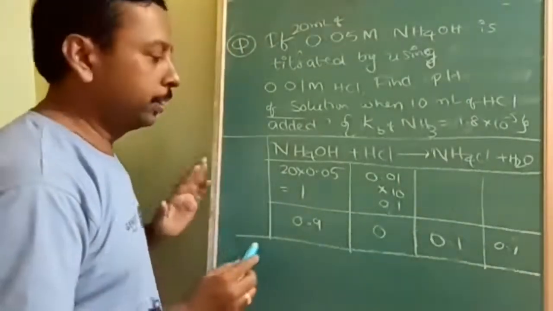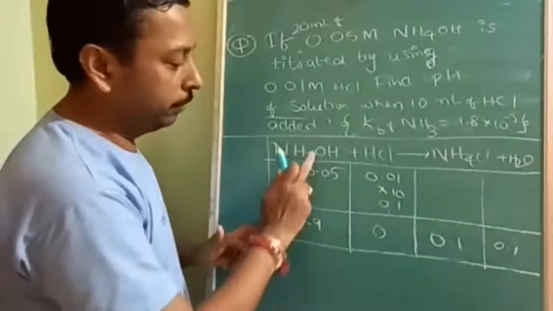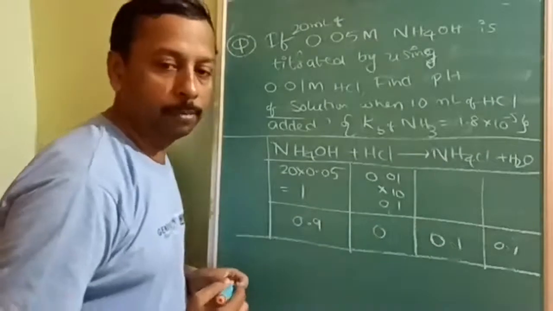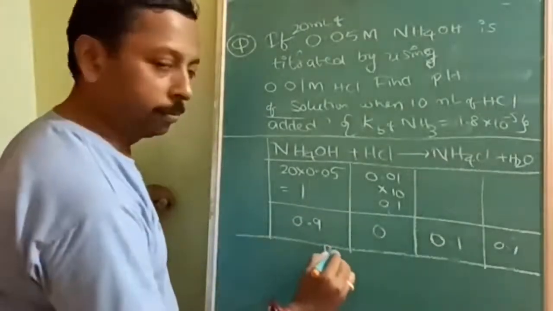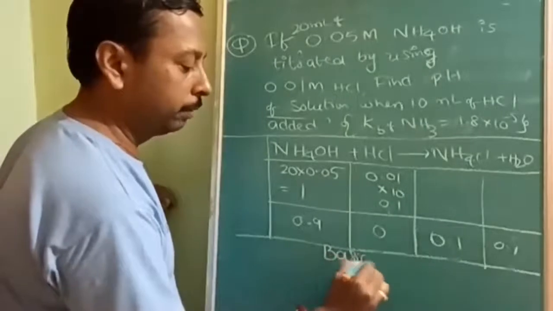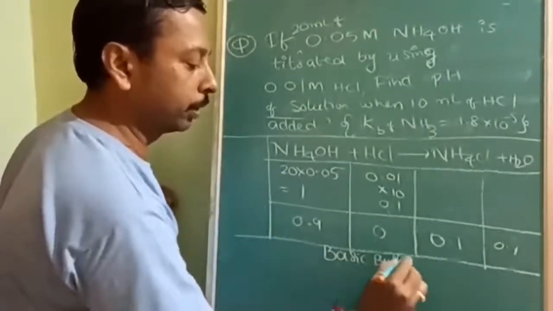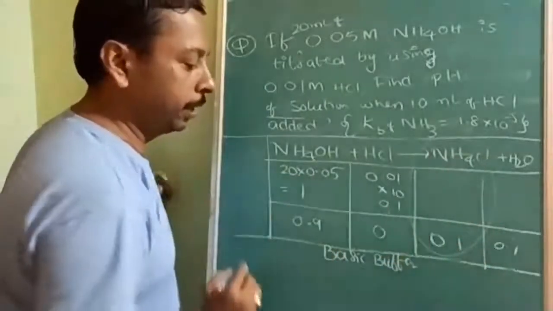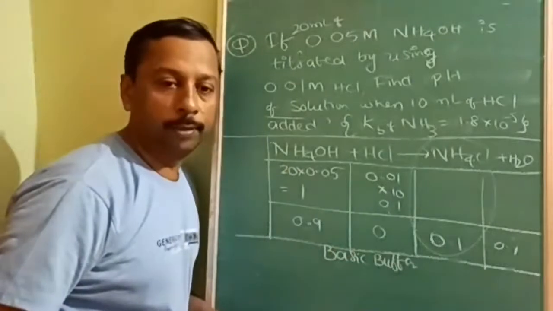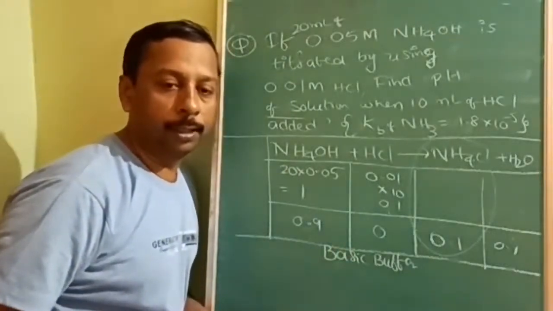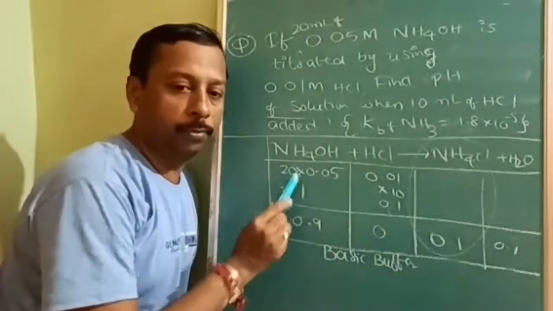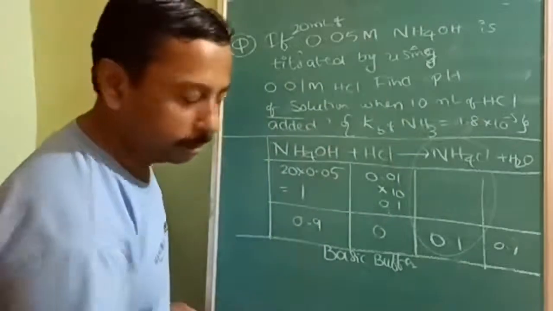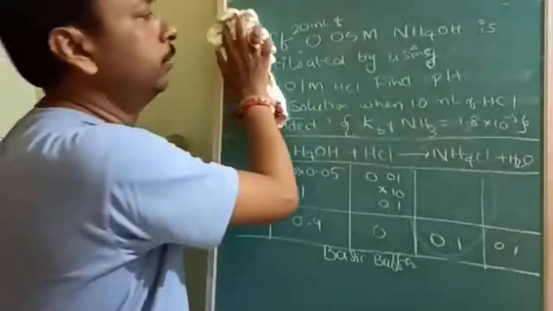So now you can judge yourself what you are having: weak base and salt of the weak base with the strong acid. So which formula will you use? Basic buffer formula. Whenever salt and weak base, or salt and weak acid, is left over, that time we will use the buffer formula. But here the buffer is of what? NH4OH is base. That's why basic buffer.